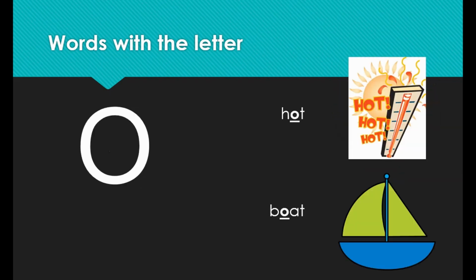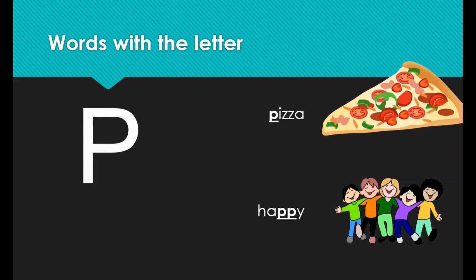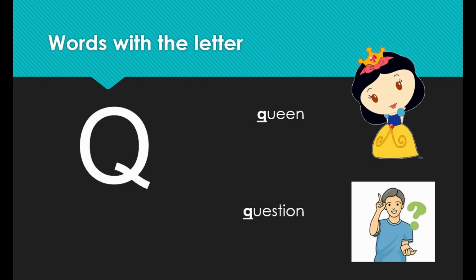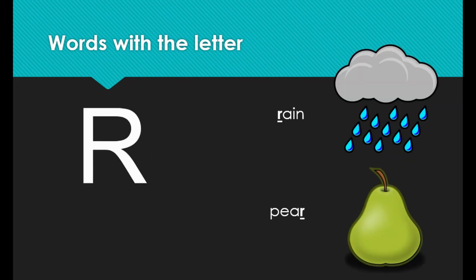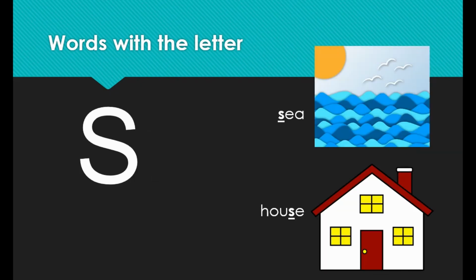O. Hot, hot. Boat, boat. P. Pizza, pizza. Happy, happy. Q. Queen, queen. Question, question. R. Rain, rain. Pear, pear. S.